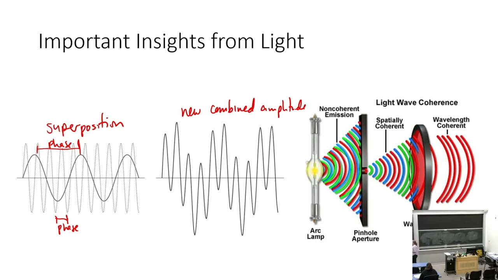You can take a random light source like an arc lamp or an incandescent light bulb, and you can pass that light through a pinhole aperture, and that makes the light spatially coherent. And then you can pass it through a wavelength filter, and that makes it wavelength coherent.